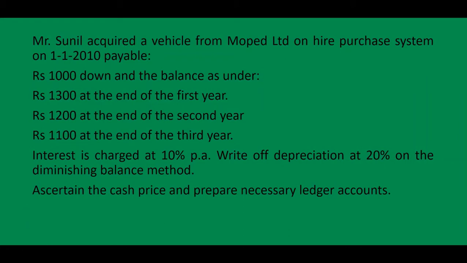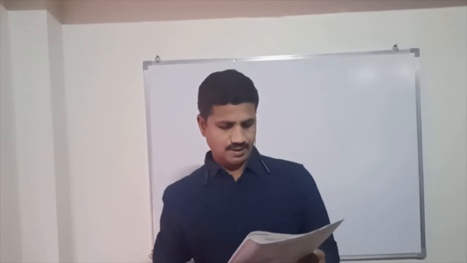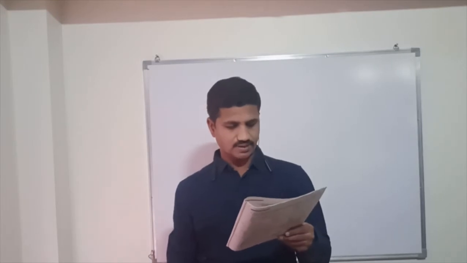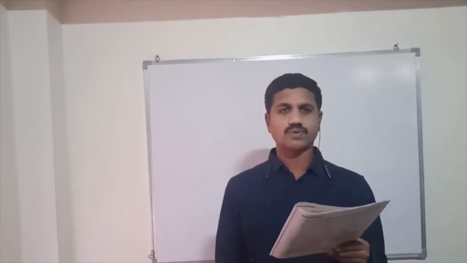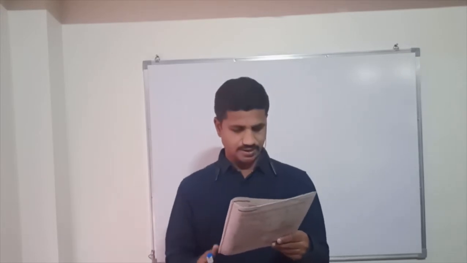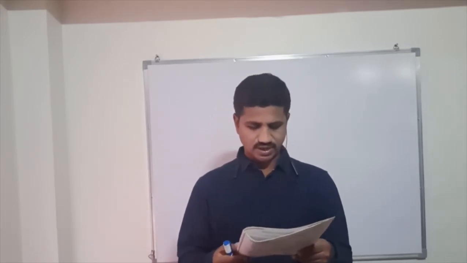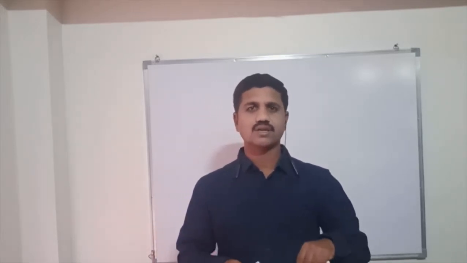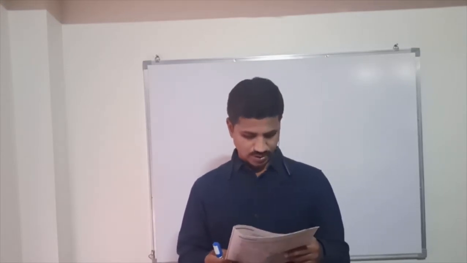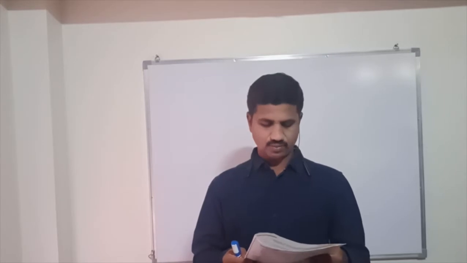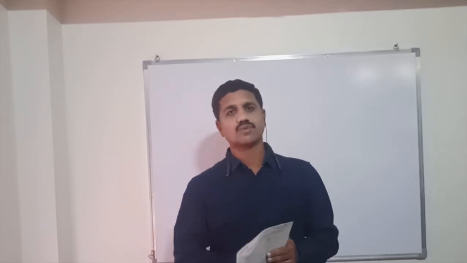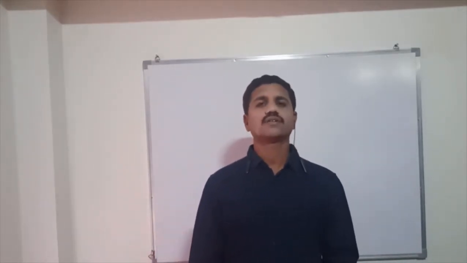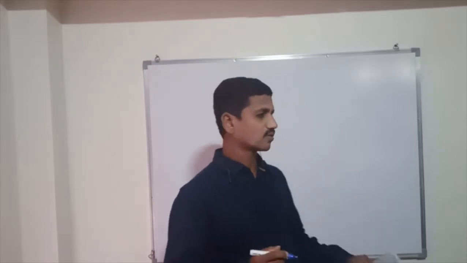Now let's move to the whiteboard. In this problem, we have not been provided with the cash price of the asset, and the agreement is signed on 1/1/2010 between Sunil and Moped Limited. Rate of interest is given as 10%, rate of depreciation is given as 20%. So first we need to ascertain the cash price, then we have to prepare the necessary accounts in the books of hire purchaser. Here the necessary accounts means vehicle account and vendor's account, very importantly, then interest account and depreciation account. So now let us start.